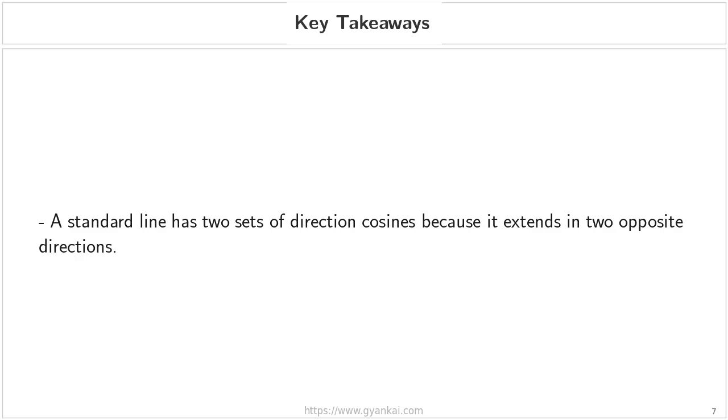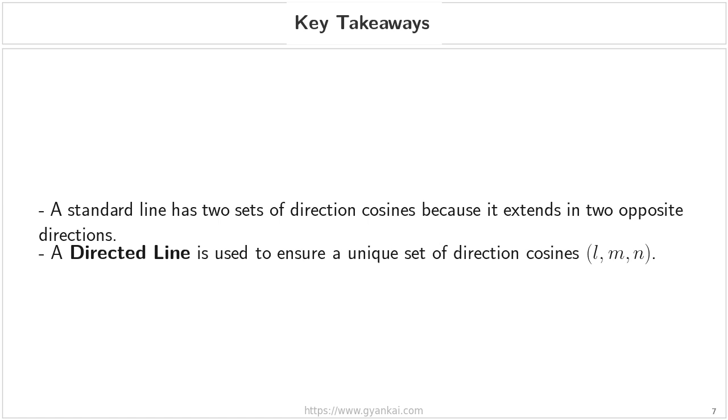Key takeaways. First, remember that a standard, geometric line is inherently ambiguous. Because a line extends infinitely in two opposite directions, it actually possesses two different sets of direction cosines. To solve this problem and achieve mathematical precision, we use the concept of a directed line. By assigning a specific orientation or direction of motion to the line, we ensure that we have one, and only one, unique set of direction cosines, which we denote as l, m, and n.